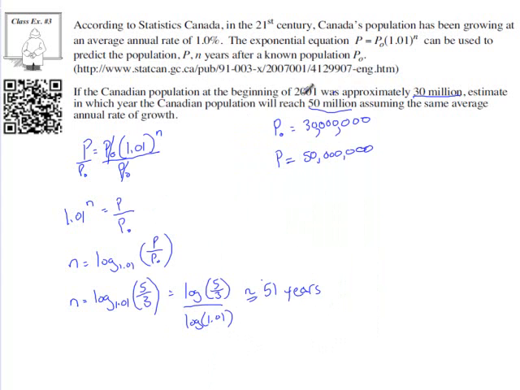Okay, so if we start in 2001, it takes 51 years to reach the population of 50 million. Then time to reach 50 million would be 2001 plus 51 years, which is 2052. So we'd expect, based on this population growth, that in the year 2052, Canada's population will be 50 million.